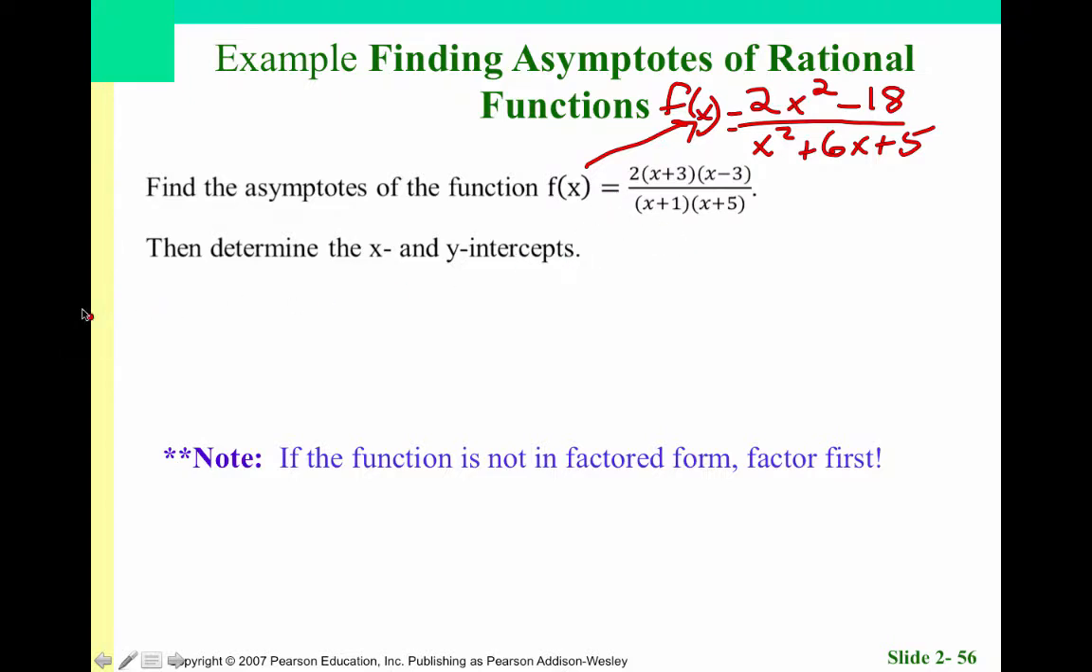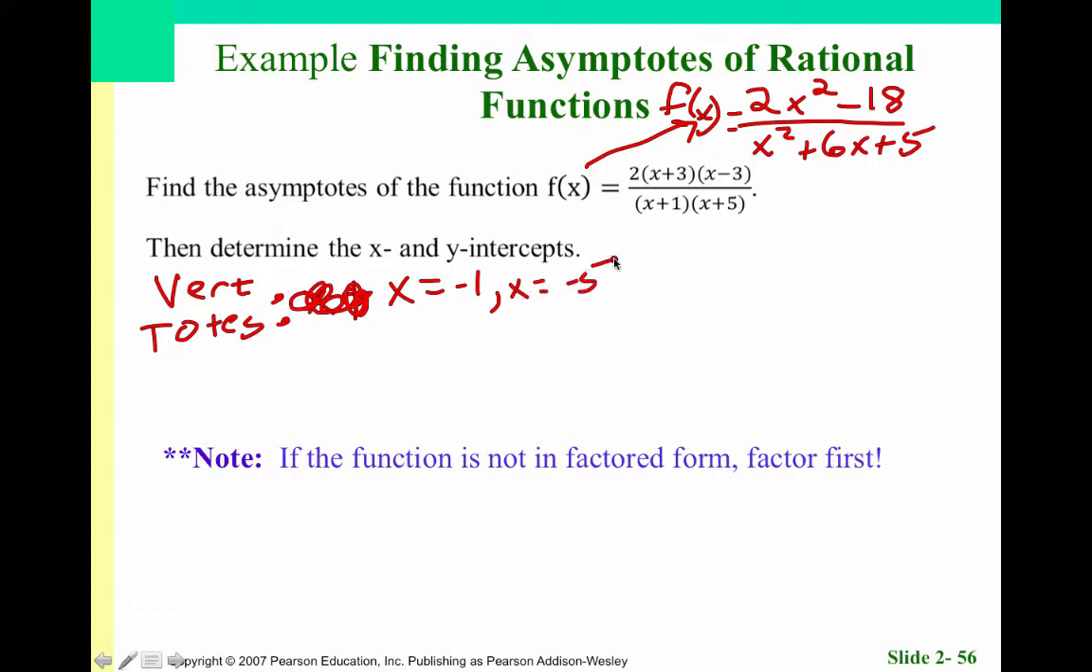I like to do my vertical asymptotes first. Vertical asymptotes are just going to be setting the denominator equal to 0 and solving. We should be able to see that x cannot be -1, x can't be -5, but the asymptotes themselves are going to be x equals -1 and x equals -5.